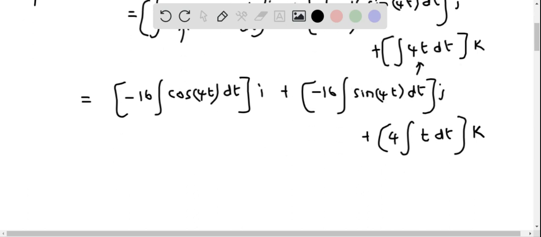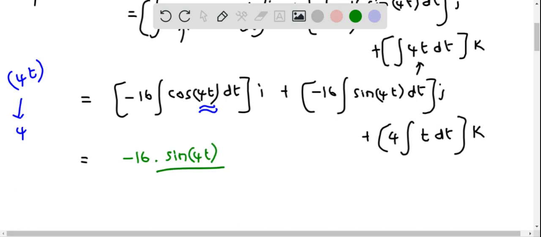Now we know that the integral of the cos function is the sine function. Since we have this cos of 4t, we have to use the standard formula and also divide by the derivative of 4t. That is, when you differentiate 4t with respect to time, we get 4. So I'm going to write this as: we have this negative 16, and the integral of cos is sine, so we put sine of 4t and then divide by the derivative of 4t, which is 4. So this is for the i component.